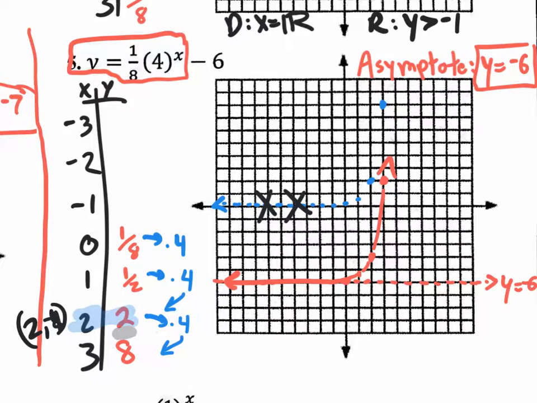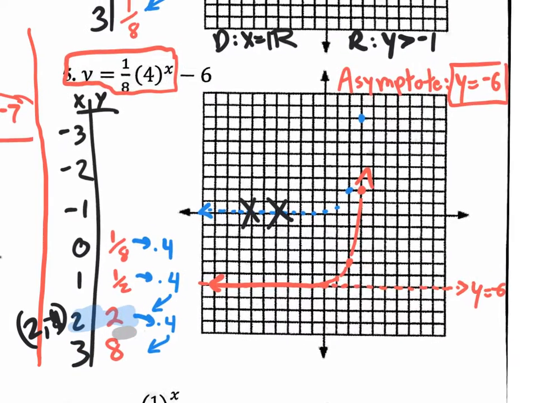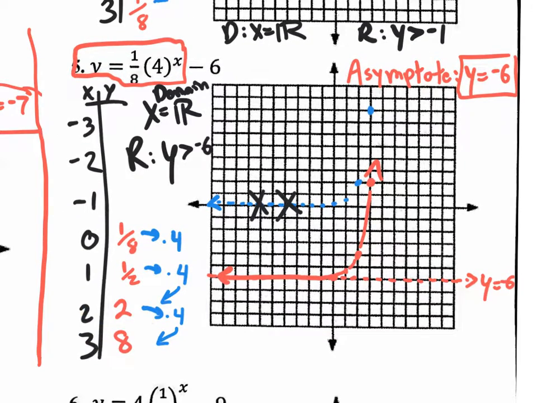And now we need to answer anything that's possible about this. What is the domain? Okay, so the domain is x equals all real numbers, and y is greater than negative 6. Y is above the asymptote value of negative 6. We already said the asymptote is y equals negative 6.